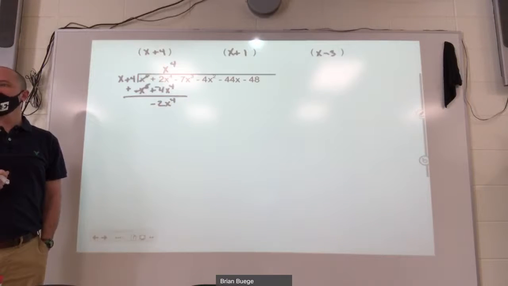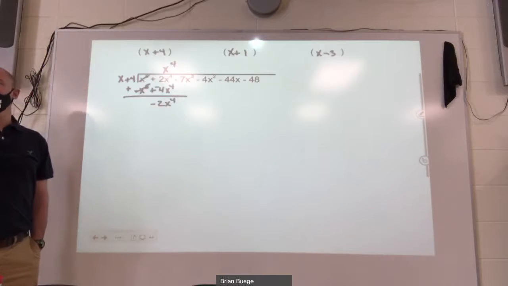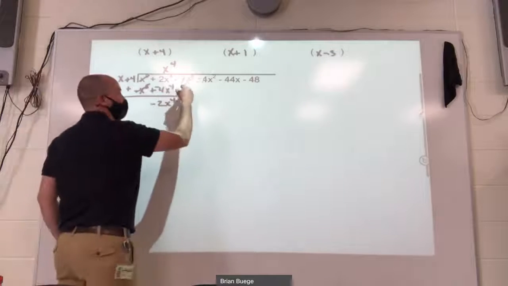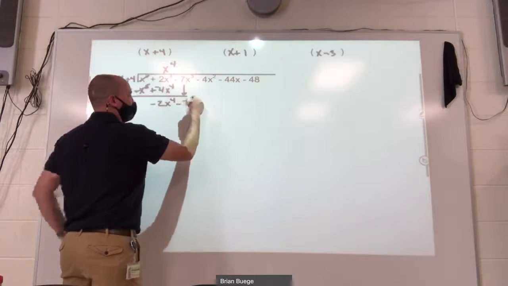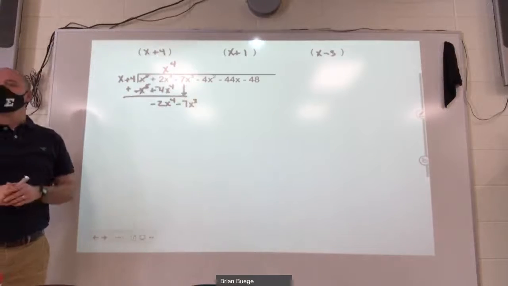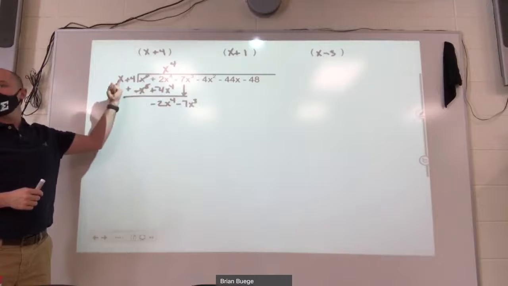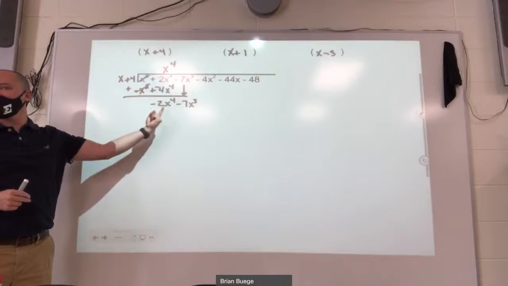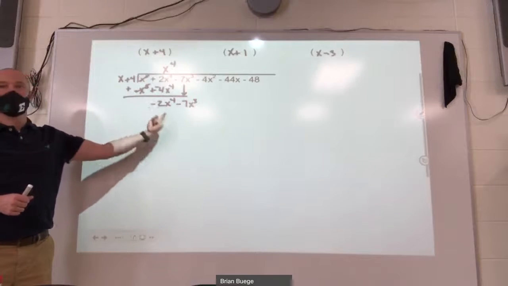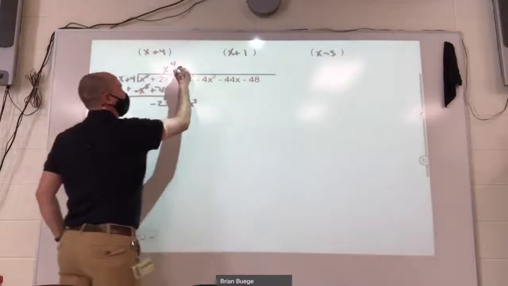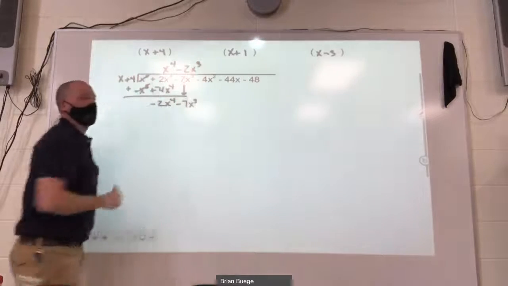Remember what we did in long division? What do I do next? Now we bring down, the way you would have brought down the next number, the next term. So I bring down the minus 7x cubed. And we start again, just like we did at the very beginning. What do I multiply x by to get negative 2x to the 4th? Negative 2x to the 3rd. There's the next part that goes up top.